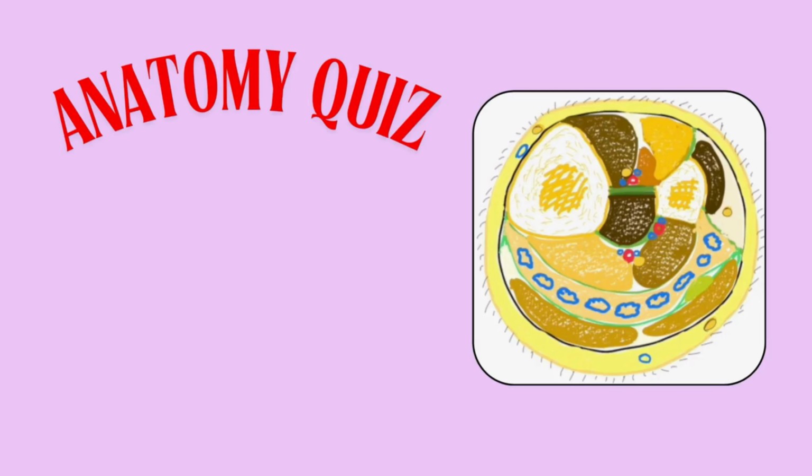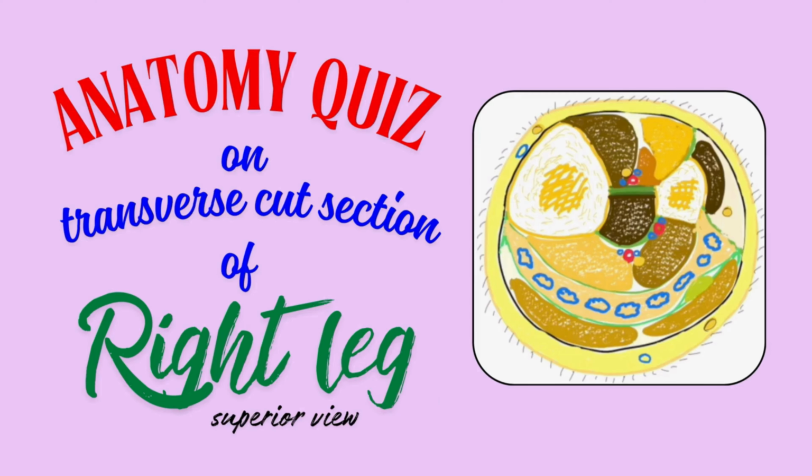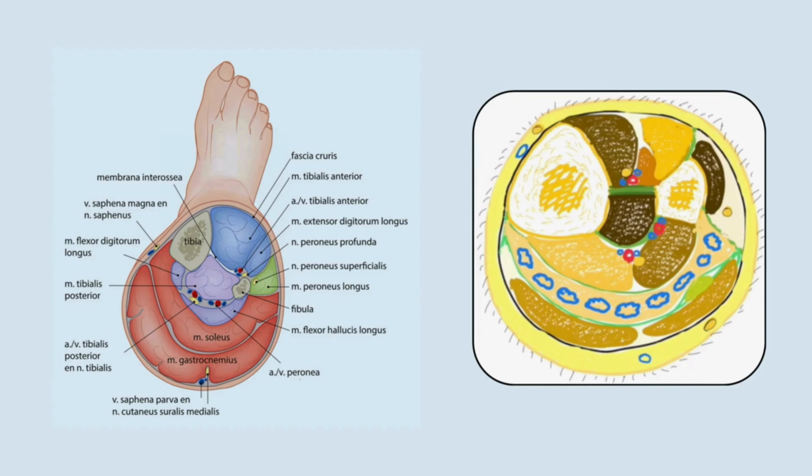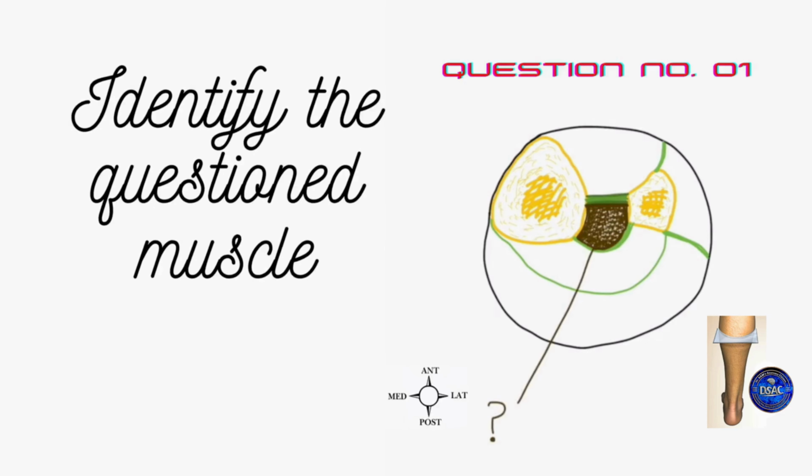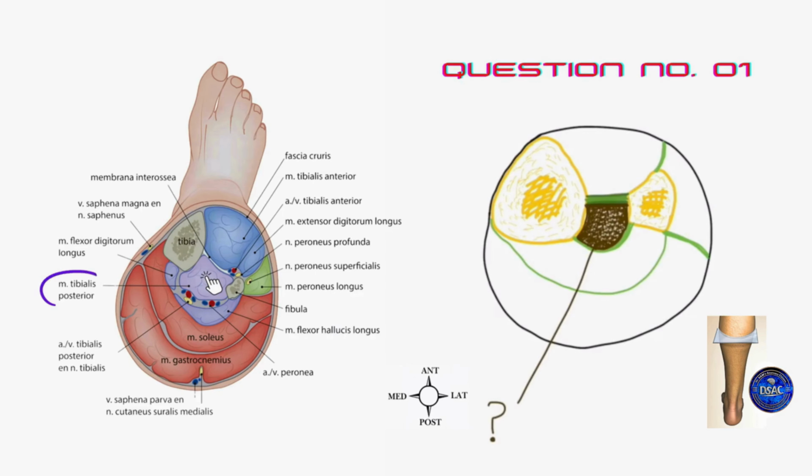This is an anatomy quiz on transverse cut section of right leg, superior view. Identify the questioned muscle. This muscle is tibialis posterior. It's a centrally placed muscle in the leg.